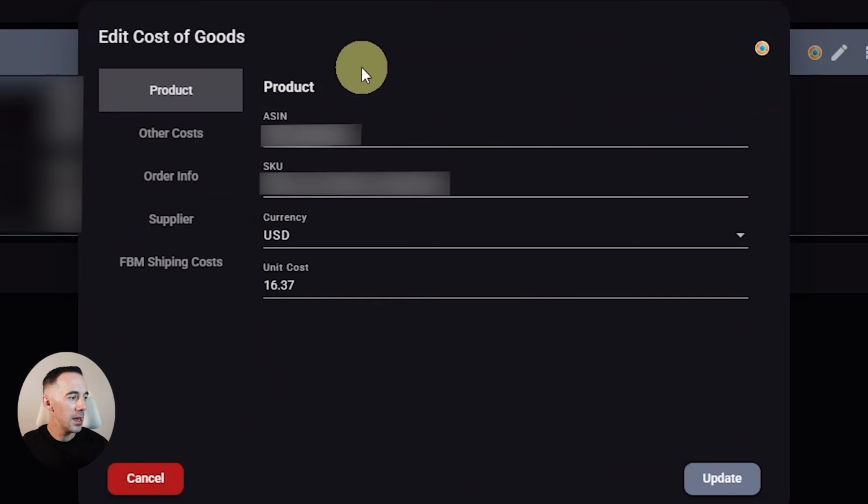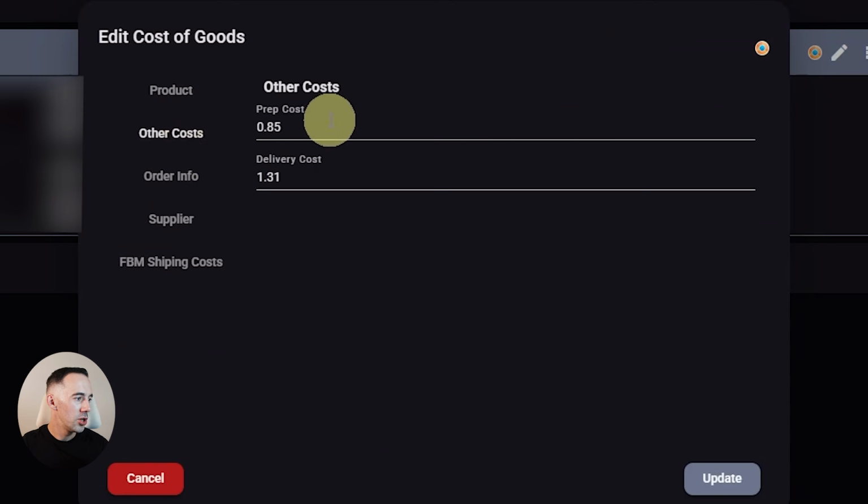And obviously in here, you can put in things like editing. If we go to other costs, you can put in your prep cost, and then also you can put in your delivery cost as well. So understand what that is. This is going to attribute not only the sales cost, the product itself is in cost of goods, but also the other costs associated with it, which is super, super helpful.